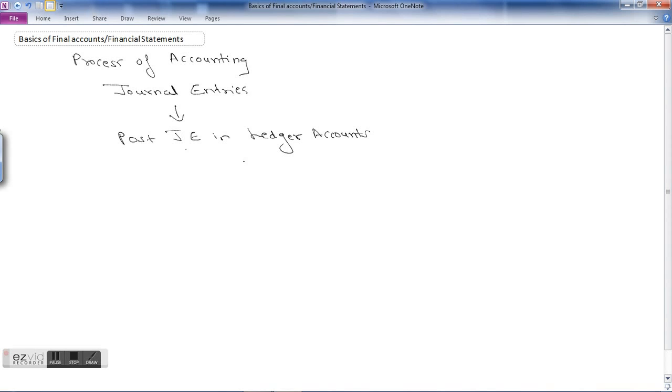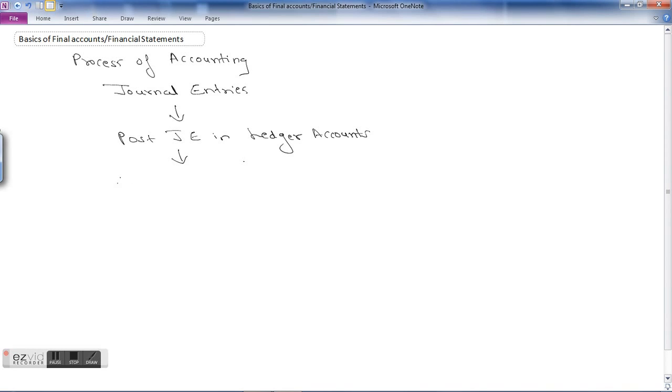Then at the end of a particular period, usually it's a year, the end of the year, but for internal purposes, final accounts or financial statements may also be prepared at the end of every quarter or at the end of every month, depending on the nature of the business.